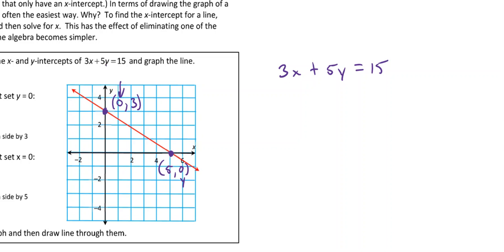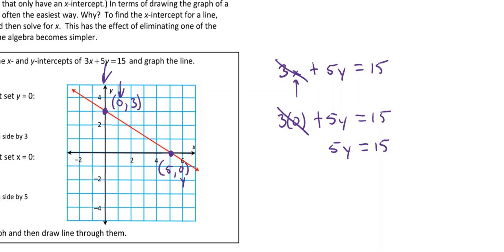So if I'm looking for my y-intercept in this case, all I'm going to do is throw 0 in for x. So this would be 3 times 0 plus 5y equals 15. And that's nice, because anything times 0 is 0, so that just cancels. You could have canceled that right off the bat. Then you've just got 5y equals 15. To get y on its own, divide both sides by 5, and I'm done. So y is equal to 3.